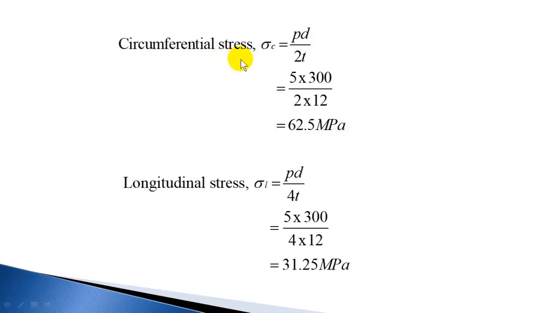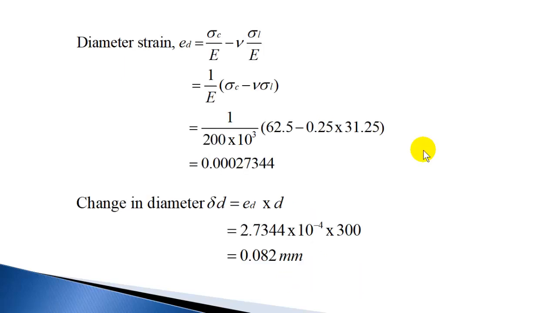So once you get the circumferential stress, half of that is the Hoop stress, 31.25, or you can use the PD by 4t formula to get the longitudinal stress as 31.25. Now you can find out the diameter strain. Circumferential strain and diameter strain are the same.